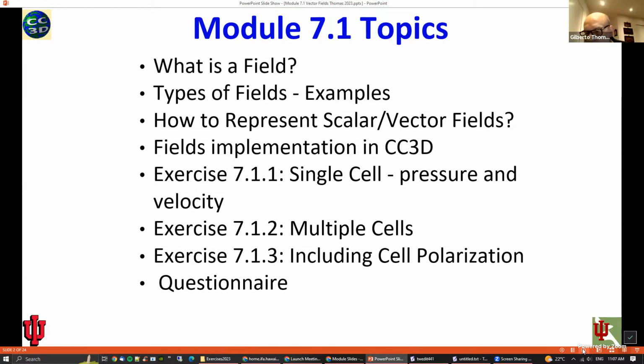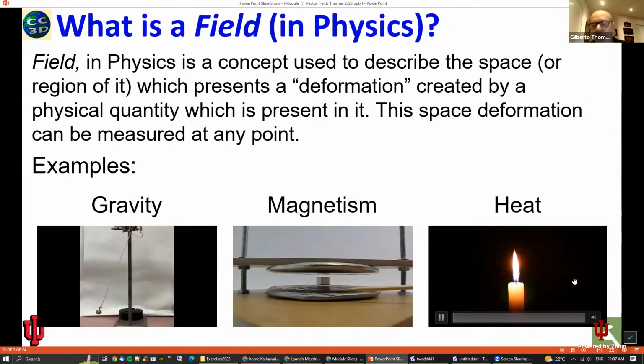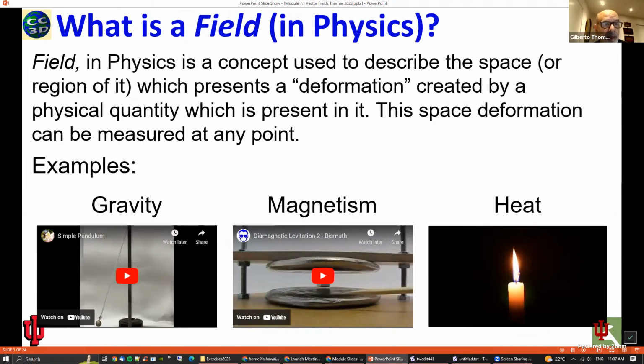What is a field? Well, we are talking now about fields in the physical sense. In physics, it is a concept used to describe a region of the space or the whole space, which presents, you can say, a deformation, if you want, created by a physical quantity which is present in it. This space can be measured at any point.